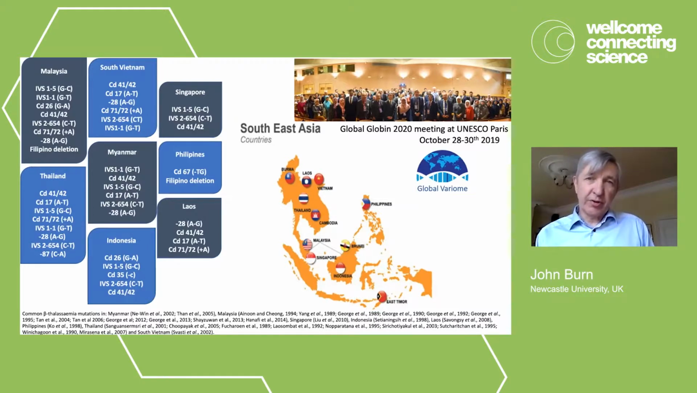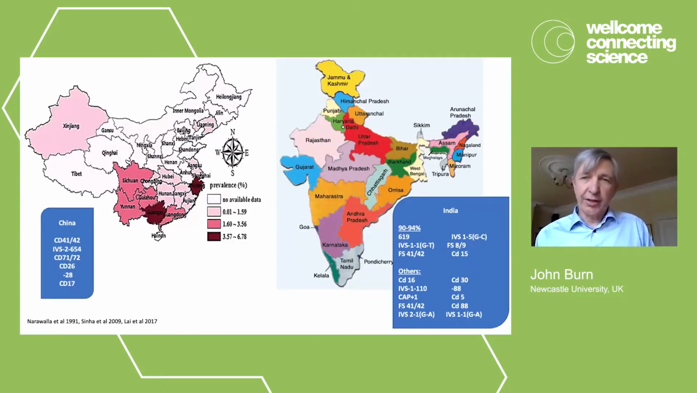So these are the countries around Southeast Asia and their favorite variants in the beta globin and alpha globin genes. And if you look across at China and India, you see a slightly different pattern. Again, like sickle cell, these variants have been made common because of the prevalence of malaria in years gone by, or indeed still the case, which has made these patients more likely to survive, or these alleles to survive and prosper.